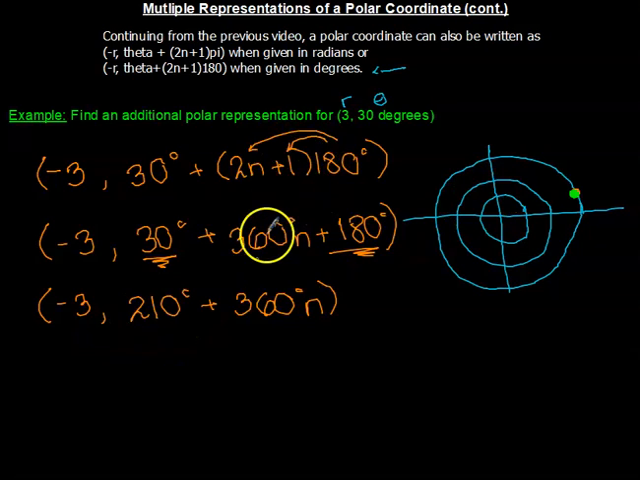So note that it is the same point. All you have to do is distribute, and you'll see that 210 is right here. And since r is negative, I go directly across the origin, and I'm right back at the same point.